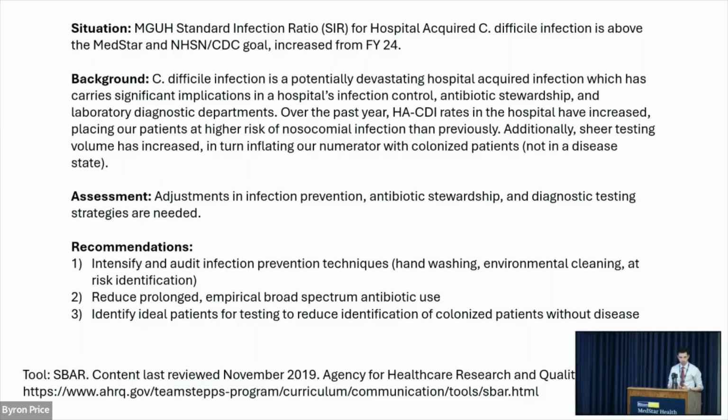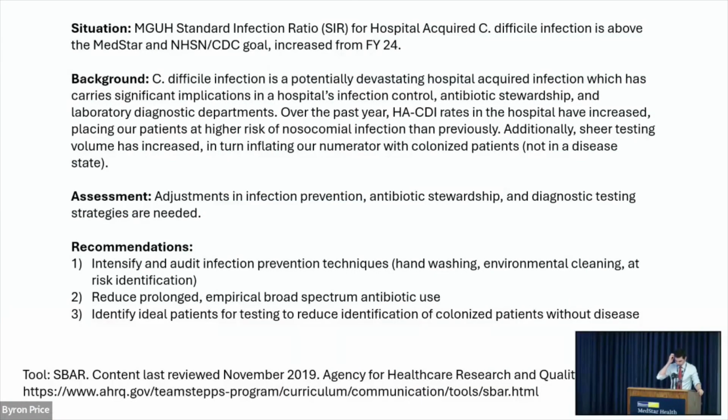Second is our reputation. Our patients should feel confident in our ability to protect them from becoming sick while they're in our care. And then lastly, rates of hospital-acquired C. diff is a quality metric by CMS, and it directly affects our hospital's reimbursement. So that perks up a lot of ears too.